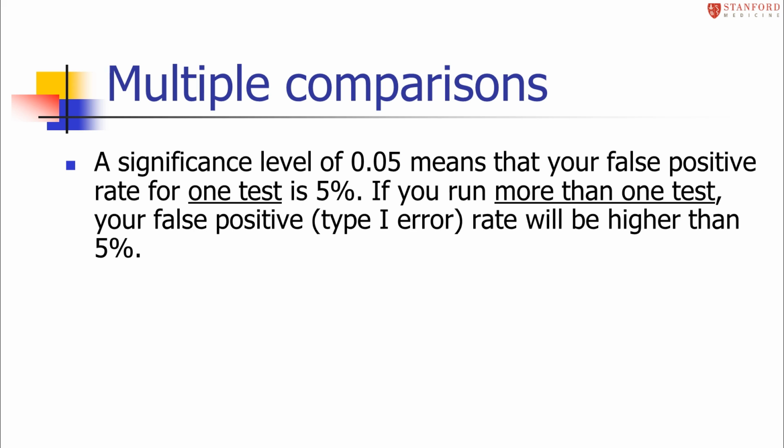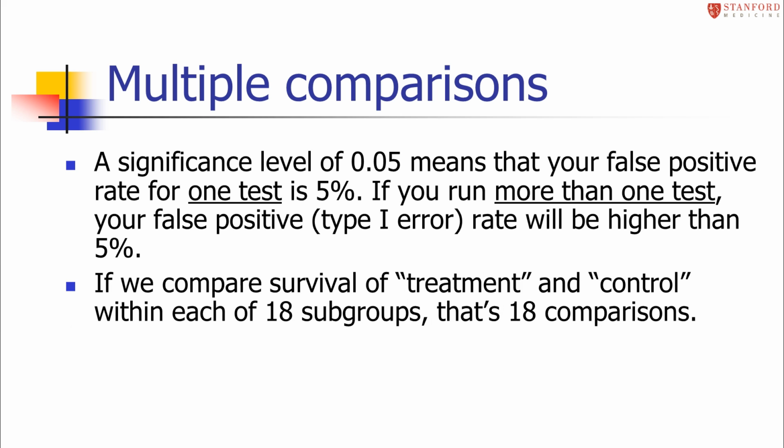But let's say you run many tests. Let's say you run 18 tests. Then the probability of getting a false positive is much higher, and we can actually calculate what it would be. So if we compare survival of treatment and control within 18 different subgroups, that's 18 comparisons. Each one of those has a 5% chance of generating a false positive. When you have 18, though, the chance that at least one of those comes up to be a false positive is much, much higher than 5%.